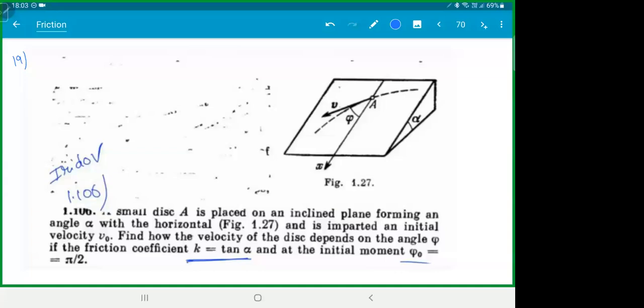So we have an incline and initially it is projected with speed u. Coefficient of friction is mu. So this is your coefficient of friction. Erido they're using the symbol K. Angle is pi by 2. So he's asking, find the velocity of the disk as it depends on the angle phi.